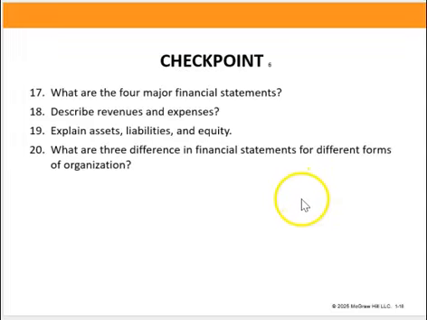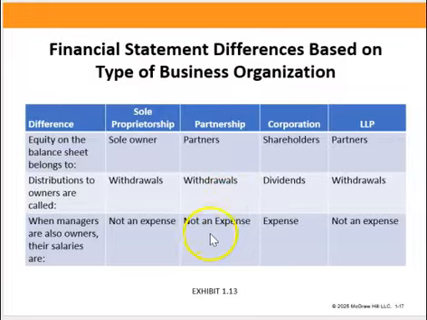So coming out of this section of our chapter, you should know what the four major financial statements are. You should be able to describe revenues and expenses. You should be able to give examples of assets, liabilities, and equity. And we didn't cover this part, but what are three differences in financial statements for different forms of organizations? If you want to have a look at this slide here, that's a minor part, but it may be covered in the Smart Book.